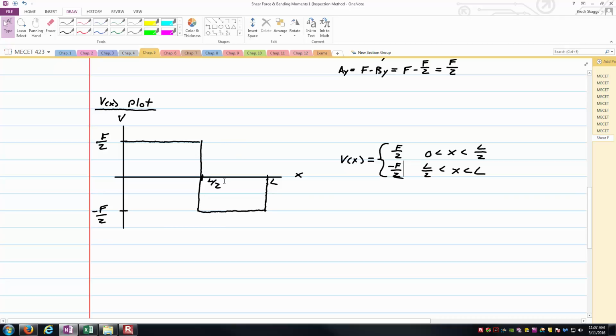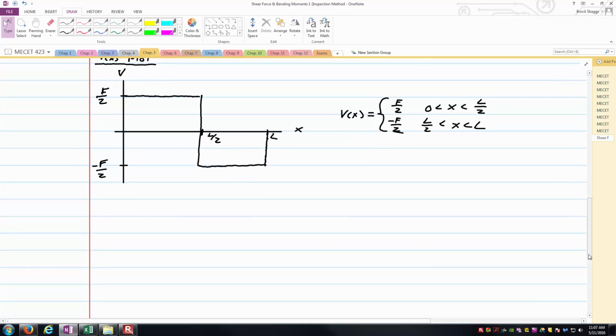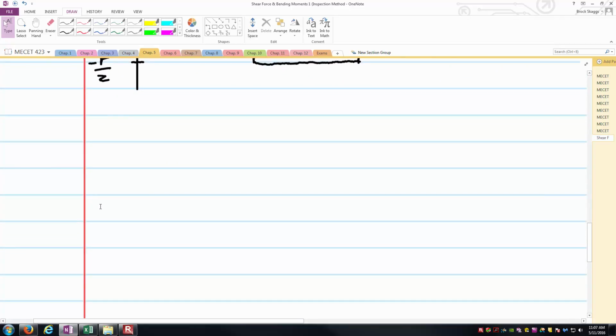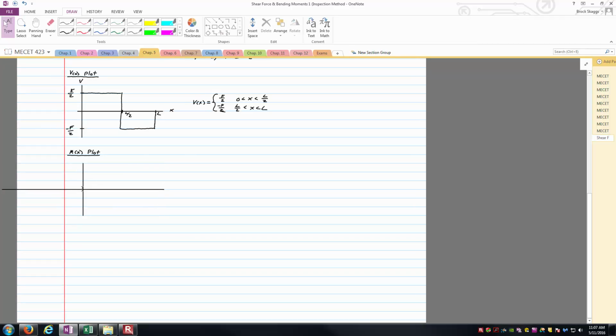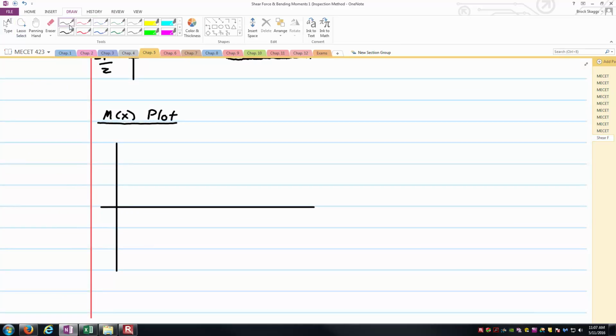And so with that being done, let's go ahead and move to M of x and see how the bending moment is going to change as we walk along the length of the beam. And so our M of x plot here. Same thing, we'll use some OneNote functionality here to draw the axes. There we go. And so on this plot now, we're plotting how the internal bending moment M is changing as we walk along the length of the beam. So M is a function of x.